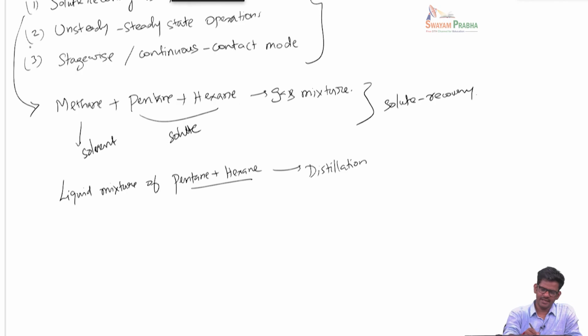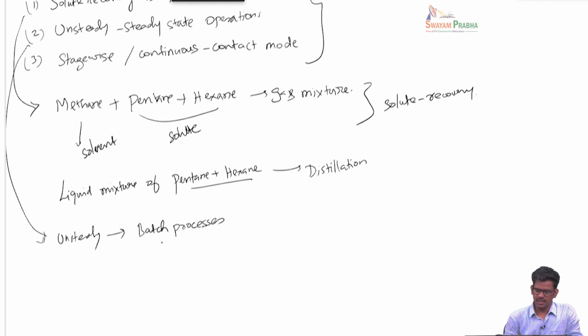Now coming to the second choice between unsteady and steady. So in unsteady, this is relevant in the case of batch processes and semi-batch processes.